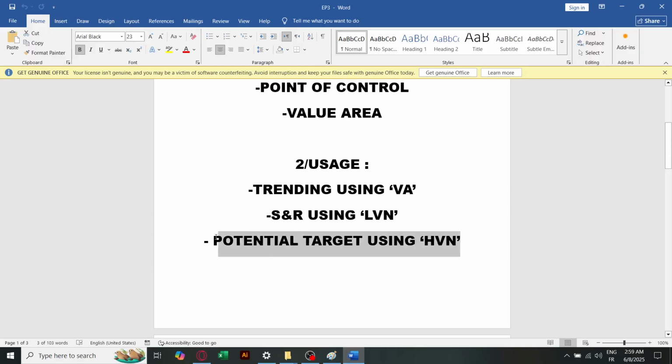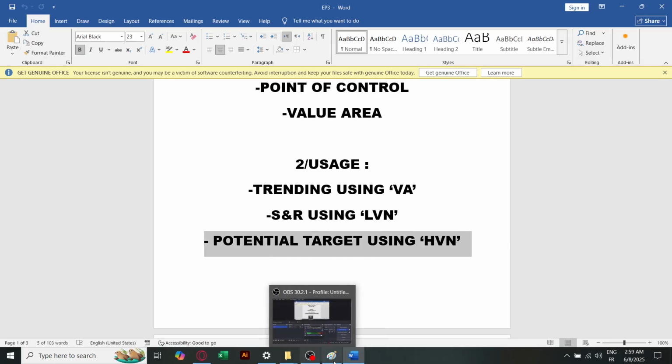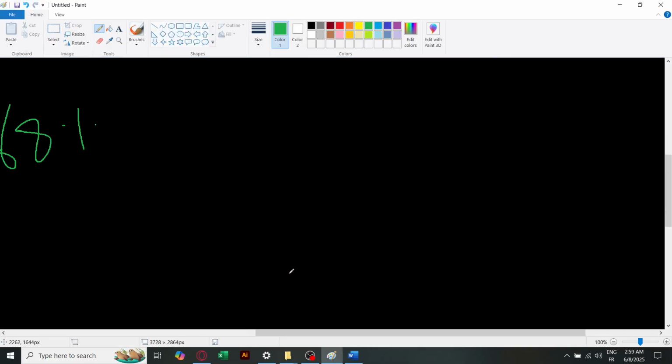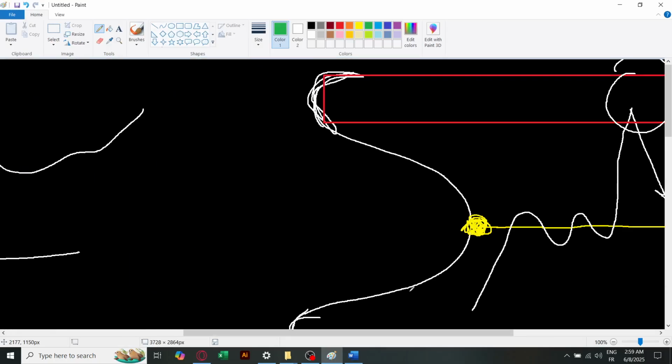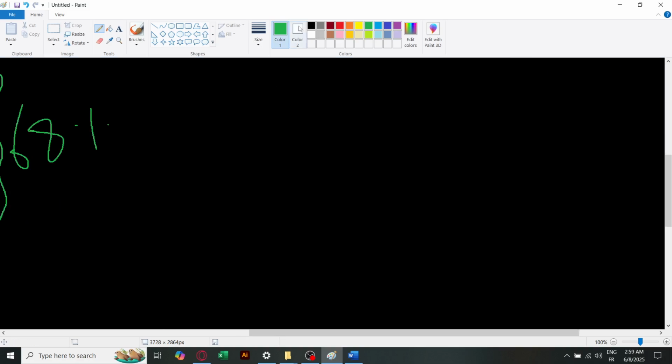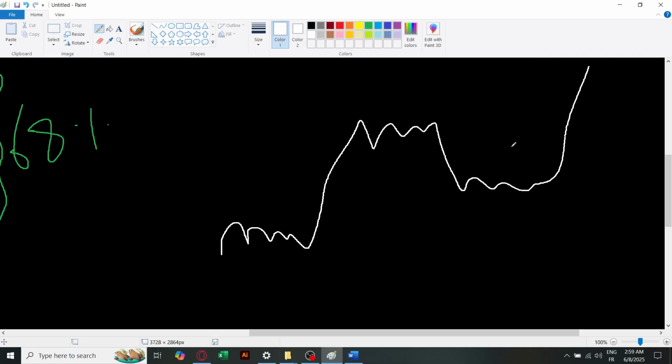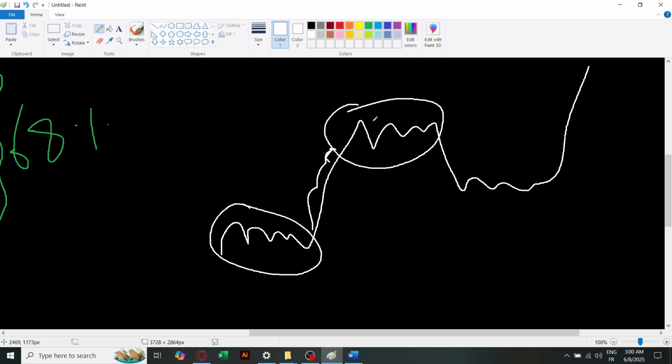And what are the potential targets using high volume nodes? As I told you before, price is moving like this. Price is moving like this. So it's trying to find liquidity from here. There is not enough liquidity over here, and there is another liquidity, so another consolidation and another chance for institutions to enter huge positions so they can profit from when there is the lack of liquidity like this one.